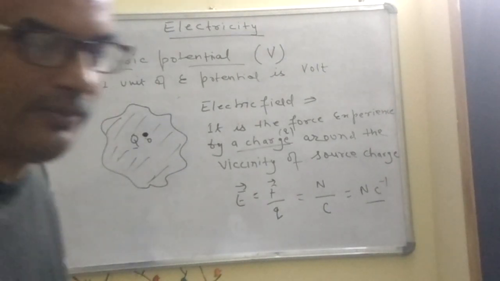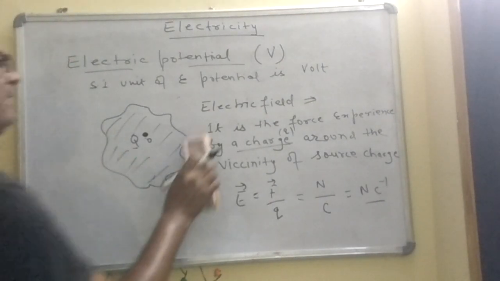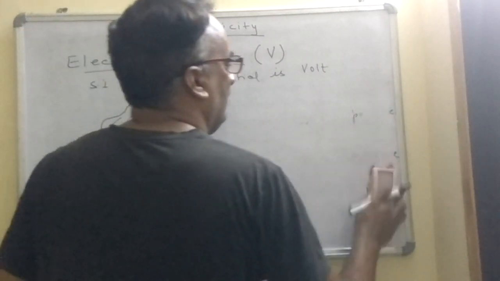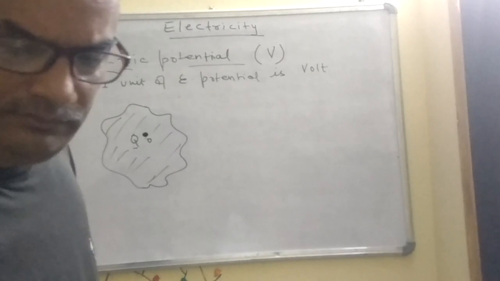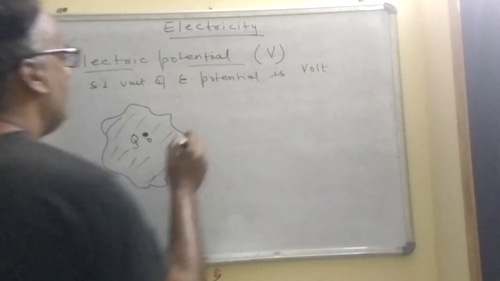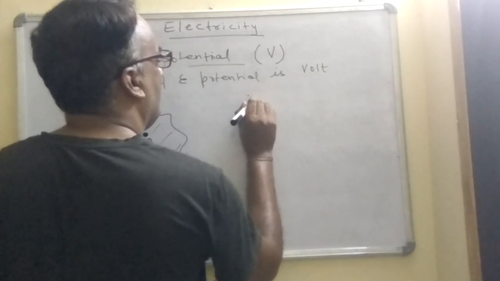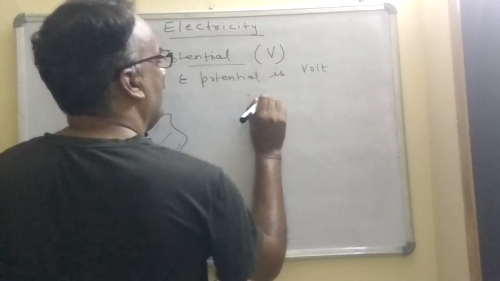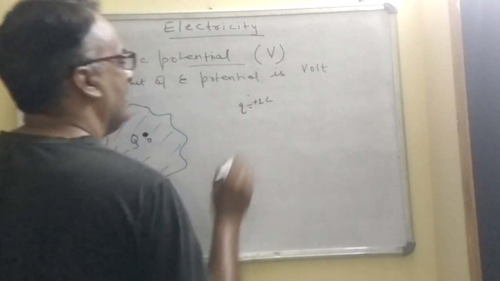Right. Now we come to electric potential. Please note it down. Now we come to our main topic, that is electric potential. So what is electric potential? Suppose there is a charge of plus one coulomb. I take Q as plus one coulomb.